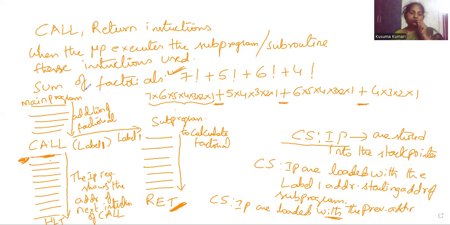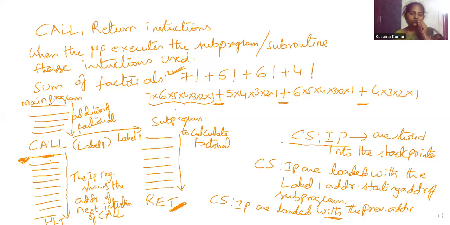Suppose, for example, you are writing a program to calculate the sum of factorials: 7 factorial plus 5 factorial plus 6 factorial plus 4 factorial. Here we need to repeatedly calculate the factorial of a given number, and add each factorial to the previous factorial number. So the addition is one type of repeated operation, and calculating the factorial is another type of repeated operation. That's why in this case we can use the subprogram.